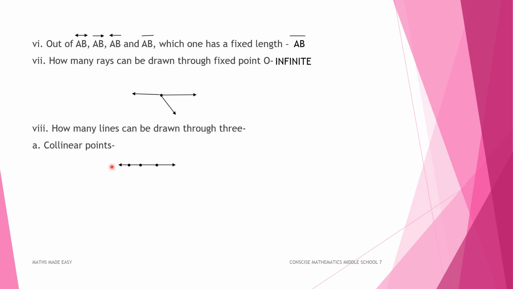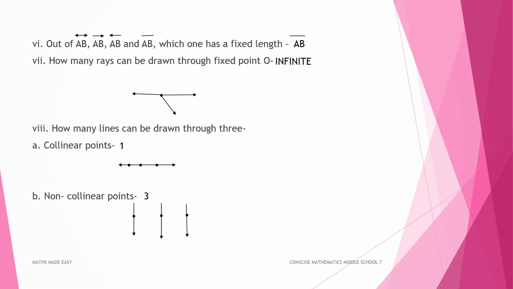So how many lines can be drawn through these collinear points? Only one line is passing through them, right? So 1 is the answer. Next, through non-collinear points. When 3 dots are on one line, it is called collinear. As they are saying non-collinear, I am taking 3 points that are not on one line, so I am drawing lines like this. All these 3 points pass through different lines, right? So it is non-collinear. How many lines can be drawn through these non-collinear points? It is 3.